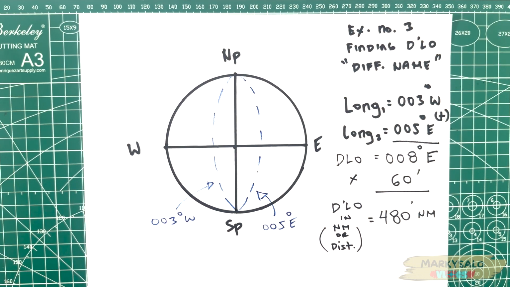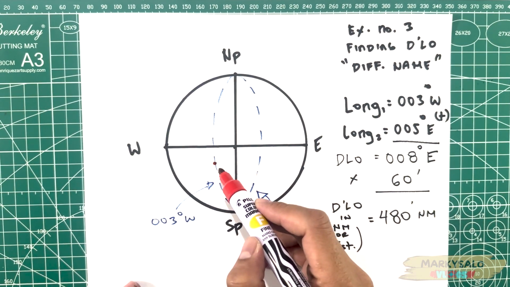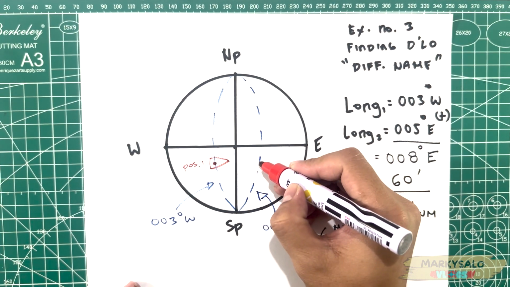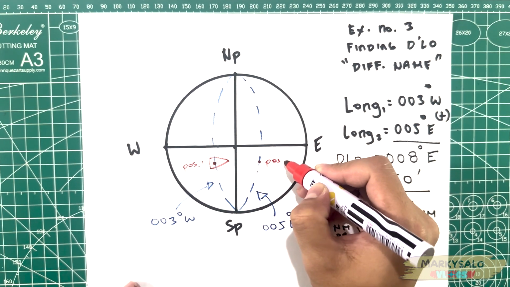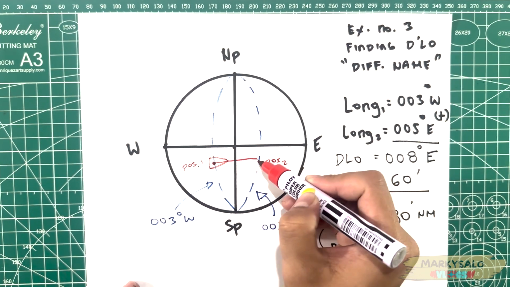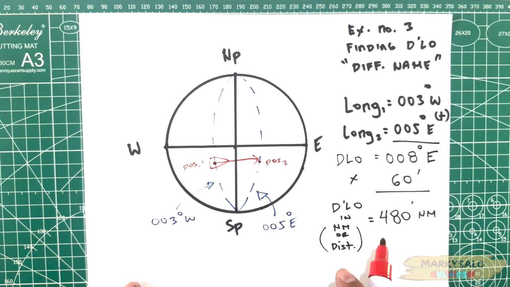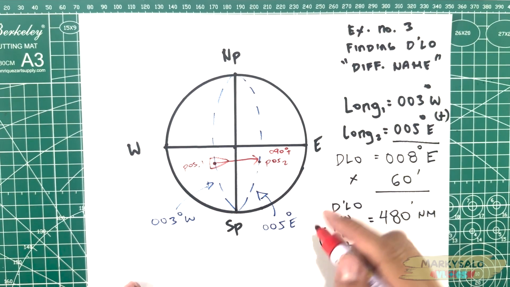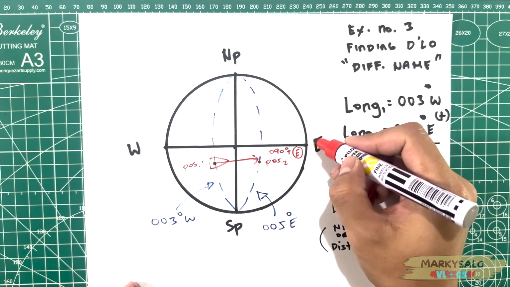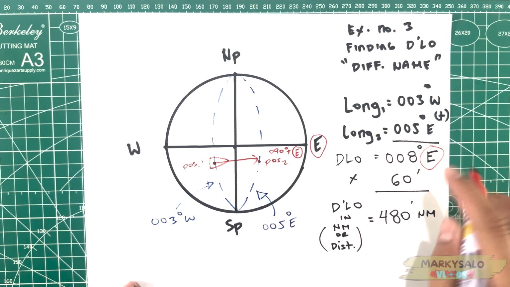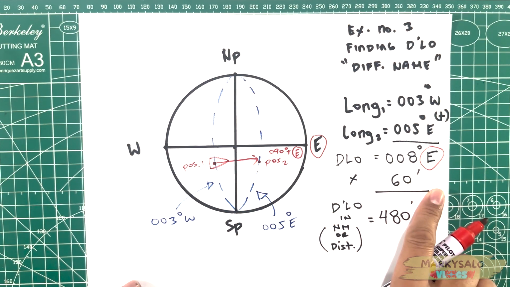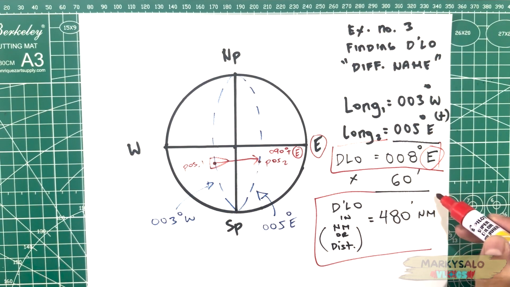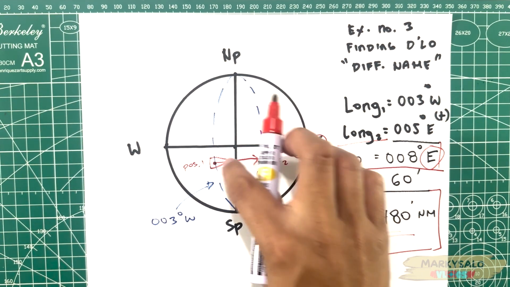Okay, for the third example, we are going to find the DLO with different names. The given is longitude 1, or our initial position, 003 degrees west, represented by the blue broken lines. And for position 2, 005 degrees east. So we have different names, so we're going to add. The answer will be 008 degrees east, since the heading will give us east, or 090 degrees true. If we multiply it by 60, it gives us the answer in nautical miles. So the answer will be 480 nautical miles.